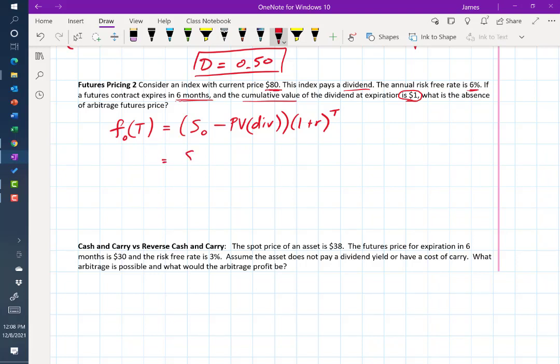So current value of the index price is 80, minus, I'm going to take that $1, the cumulative dividend, and I'm going to discount it back 1.06, discount it back a half a year, because that was at expiration, and expiration was 6 months, and then I multiply this by 1.06 to the half a year. And I just plug that in, and I'm going to get $81 and 36.5 cents.